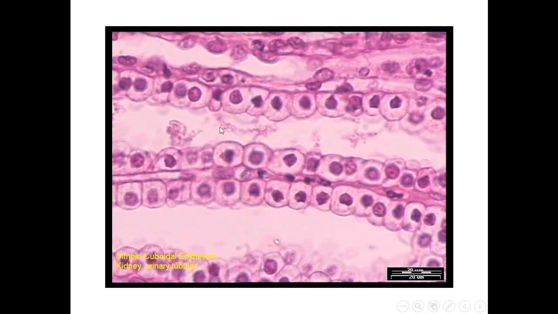Here is the lumen of the kidney. This is the lumen where we have urine passing. If we want to absorb something, it will pass from here through these cells to the connective tissue here. If we want to secrete something from the blood and we want it to pass in urine, it will pass from here in this direction.